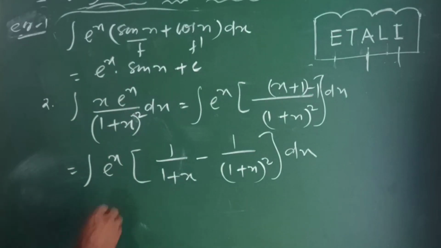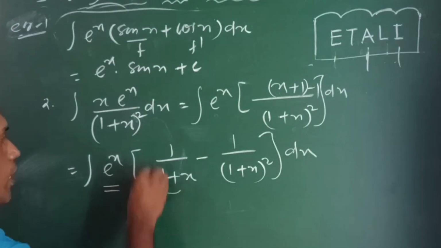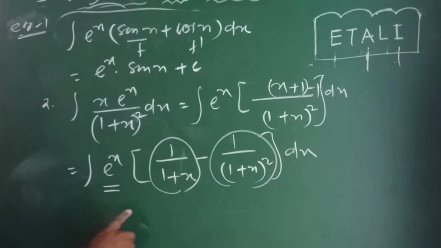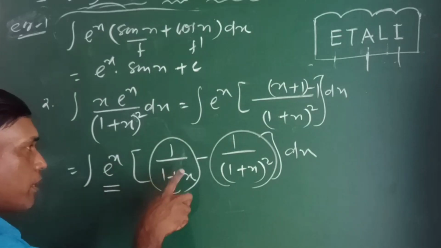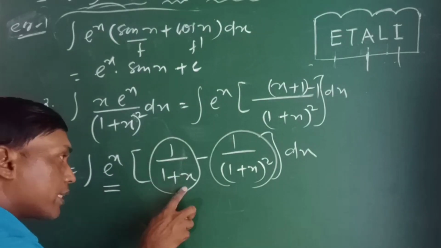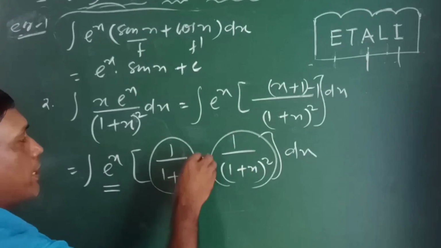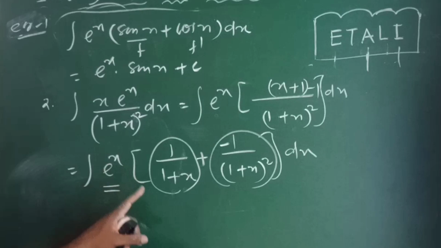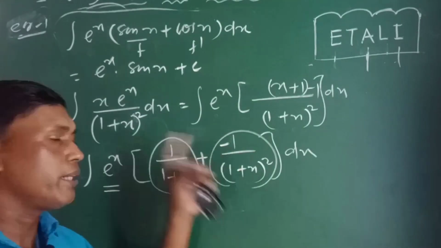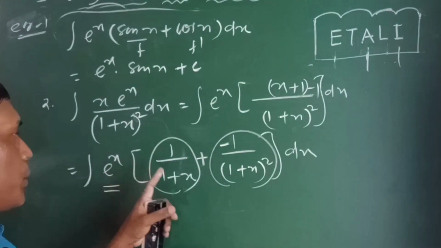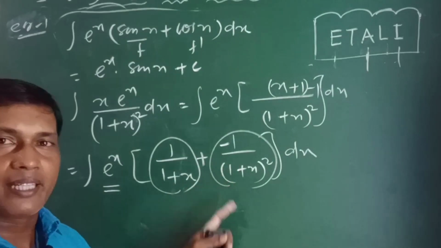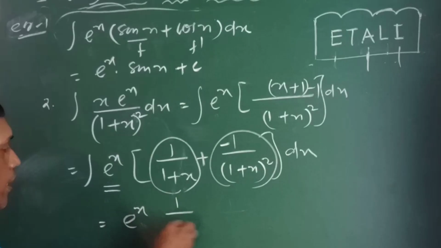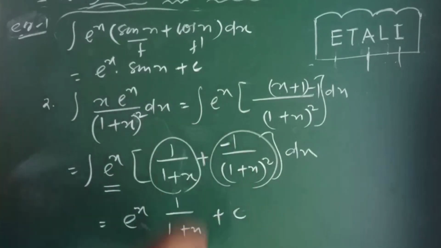Why? Dear students, here is e to the power x, here is 1 by 1 plus x, and here is this one. Dear students, e to the power x whole into this is function, and derivative of 1 by 1 plus x is minus 1 by square of 1 plus x. I can write it as plus minus. So this is e to the power x whole into function plus function का डेरिवेटिव. So e to the power x whole into function plus function का डेरिवेटिव कितना है? e to the power x into function. So this is e to the power x into 1 by 1 plus x plus c.